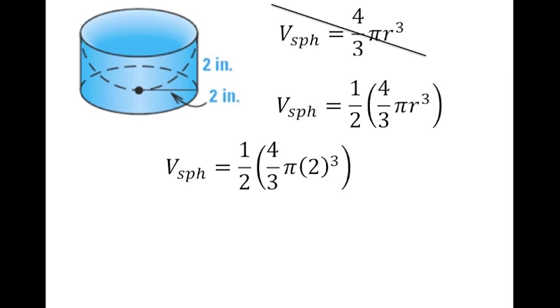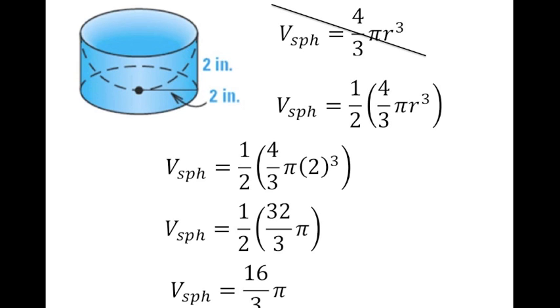So plugging in our radius, we get 1/2 times 4/3 times pi times 2 cubed. Now 2 cubed is 8, and 8 times 4/3 is going to give us 32/3 times pi times our 1/2. Simplifying, 32 over 6, once we multiply the numerators and the denominators, we're going to get a volume for the sphere of 16/3 pi.